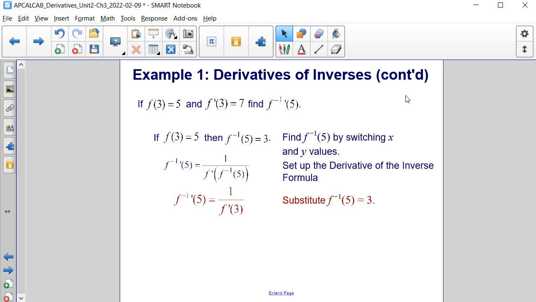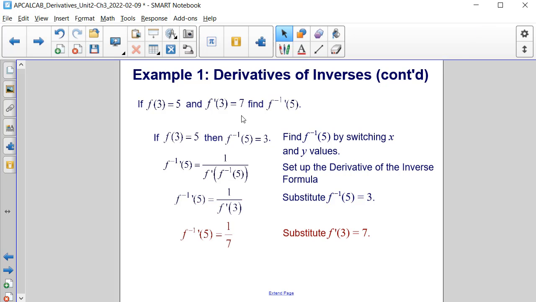And now we're ready for the next step, which is to substitute 7 in for f prime of 3, because we're given that value.